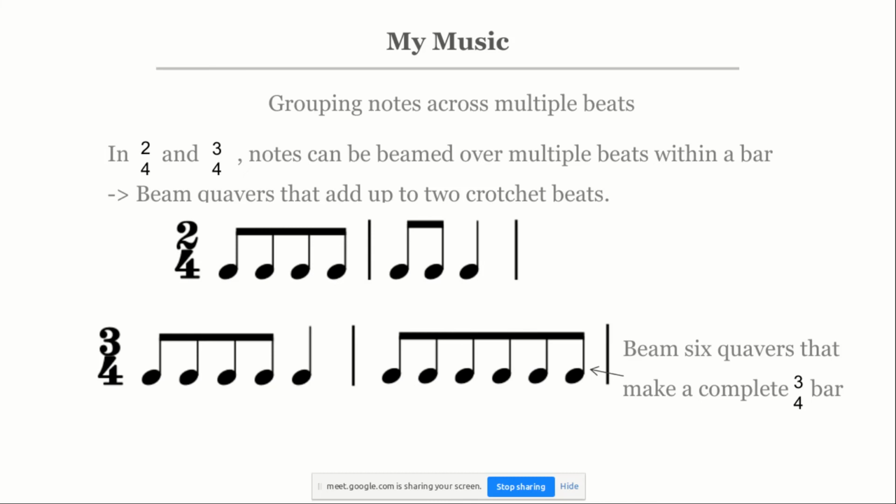Beam them together. And then if we have 6 quavers that make a complete bar in 3/4, again beam all the 6 quavers together. And please take note that this is the only case where we beam 6 quavers together. If you see 6 quavers together, it's obviously 3/4. It cannot be anything else.